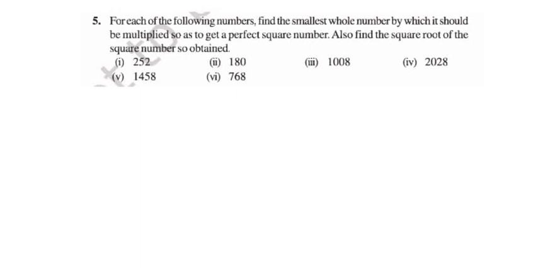Question number 5. For each of the following numbers, find the smallest whole number by which it should be multiplied so as to get a perfect square number. That means, just like the previous example, we factor the number into primes, dividing as we go, and finally, if they don't form pairs, whatever the number missing, that is the number, if you multiply it will become the perfect square.